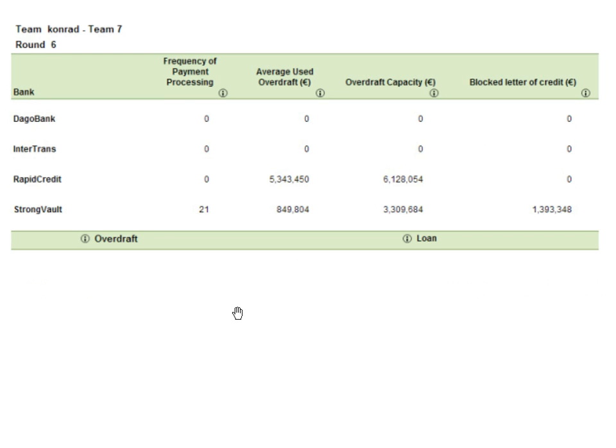Over here you can see the various banks that you're able to use. In this round, only 2 banks were used: Strong Vault and Rapid Credit. Very important is the frequency of payment, the time between payments, and average use of overdrafts. Once again, you can compare the values over here: your average use versus your overdraft capacity. Once again, you'd like the average to be as close to the overdraft capacity as possible.